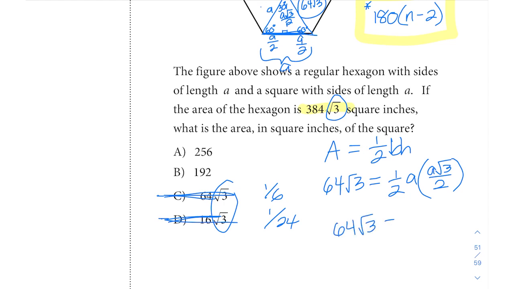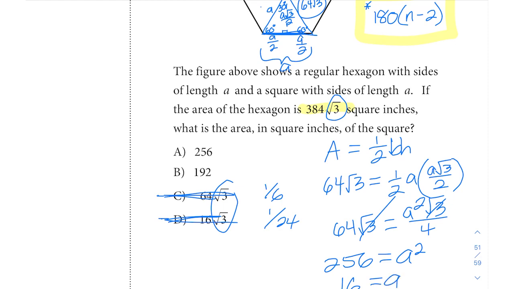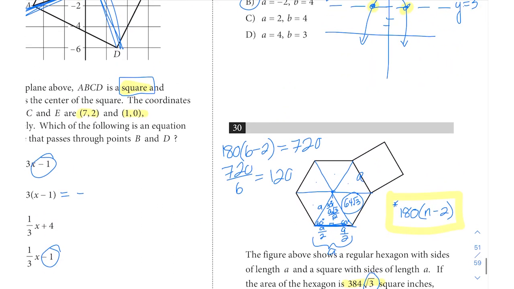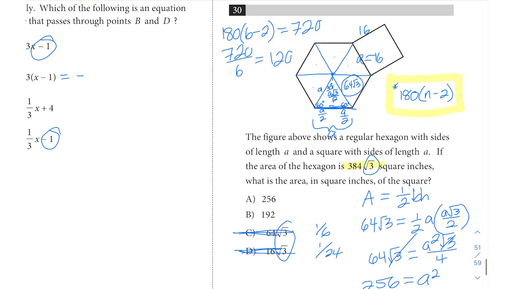So here, as we go to solve, we get 64 root 3 equals, this is going to be A squared root 3 over 4 when we multiply those denominators. And so the root 3's can cancel, and we can multiply both sides by 4. 64 times 4 is 256 equals A squared, which means that A is the square root of 256, which is 16. And again, back to our original, since they told us that one side of the square was A, that means this is 16. So each side of this square is 16.